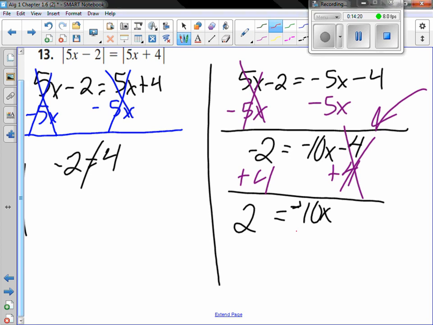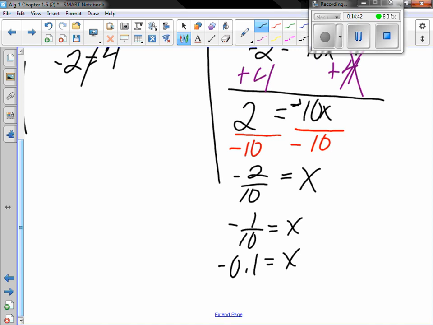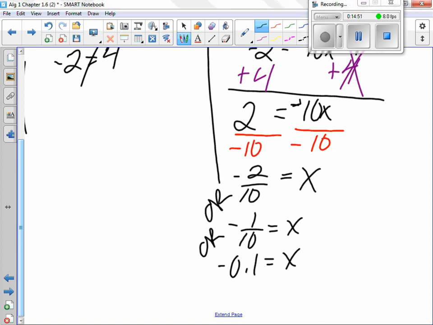And last but not least, I need to divide both sides by negative 10. And when I do that, I'll get x by itself, and I'll have negative 2 over 10. Well, that's the same as what? Negative 1 over 10, which is the same as negative 0.1. I'll take any one of those answers. So on the test, I'll take it in any one of those three forms, whichever one you want to write it as. Okay?